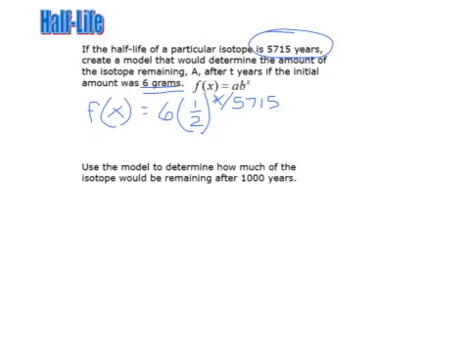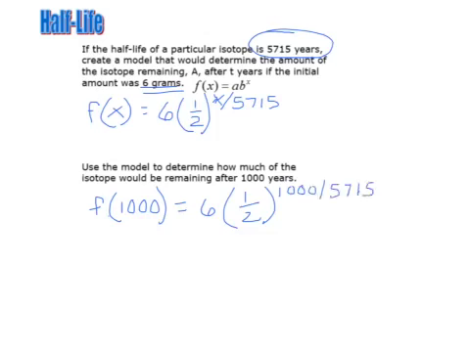So 1,000 represents my time, so I'm basically going to find f of 1,000. And I have 6 times 1/2 to the power of 1,000 divided by 5,715. And then this question looks kind of like a quiz question that we had on our last quiz. Take a minute, enter that in your calculator, see what you find. Okay, so I come up with about 5.31 grams left over. Do a little estimation.